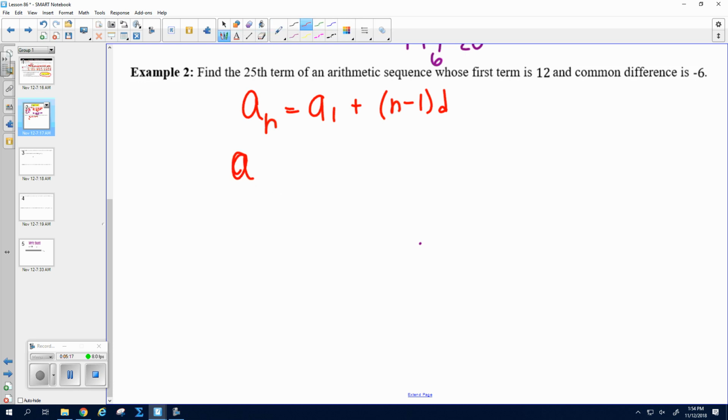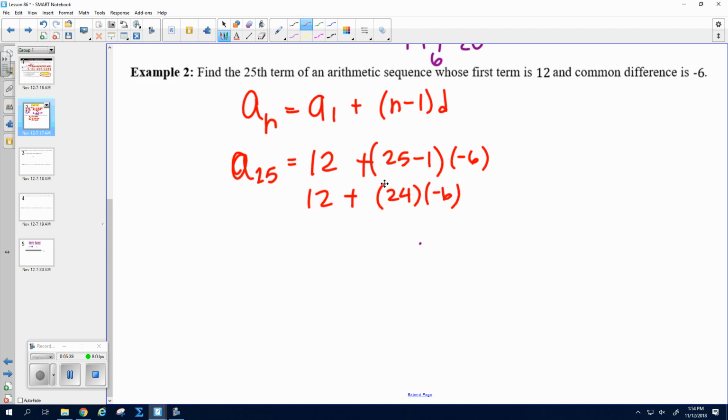Yep, I want the 25th term. So my little n is 25. And then A1, Ben, what's A1? Good. Plus, and now for n, Devin, what do I plug in? Good. And my common difference, Anna, D, what do I plug in? Good. So I have 12 plus, this is going to be 24 times -6.